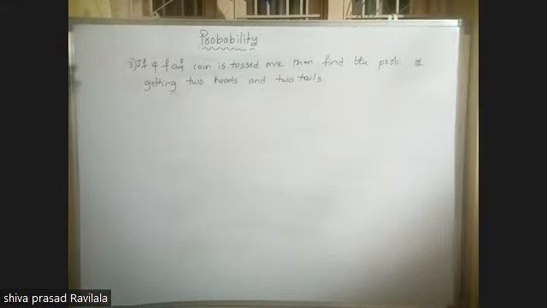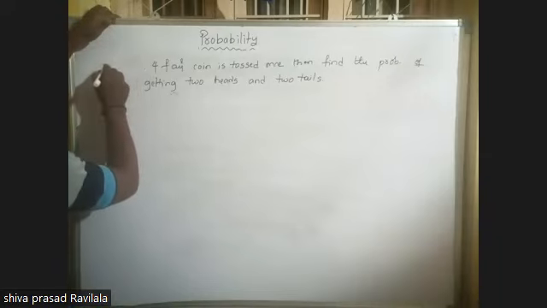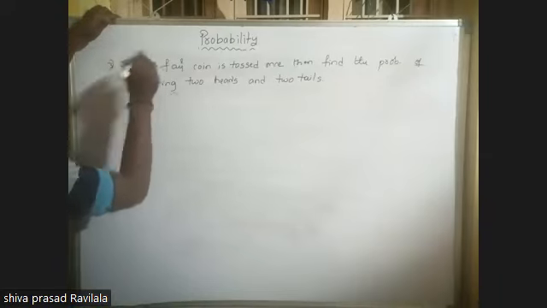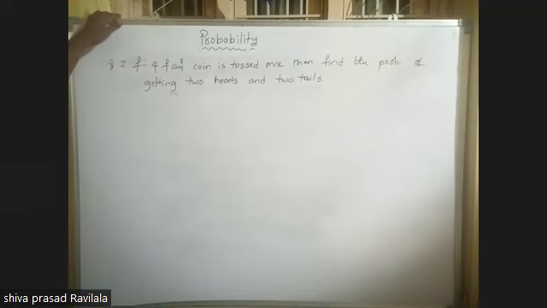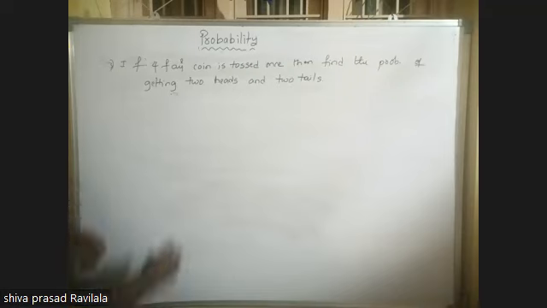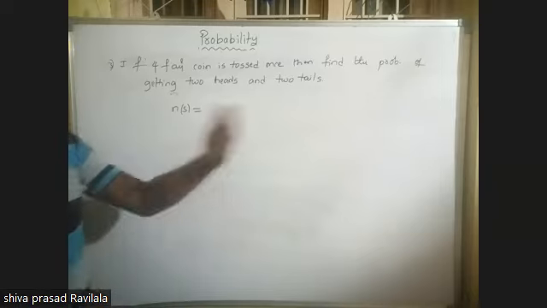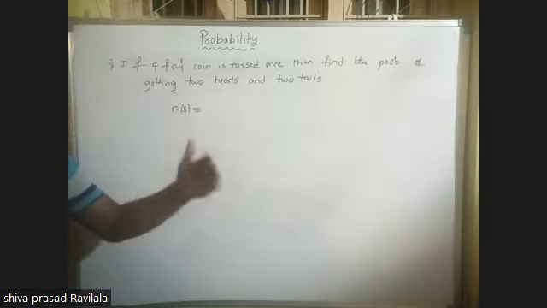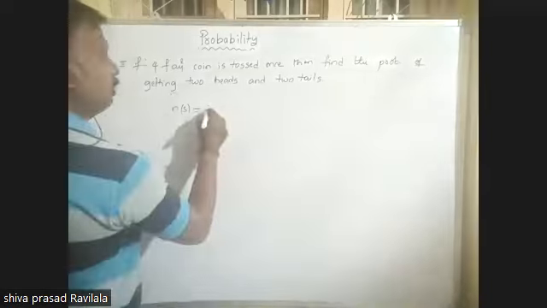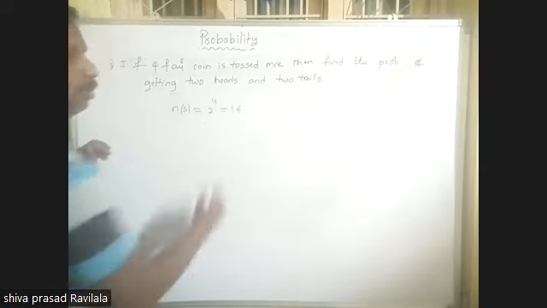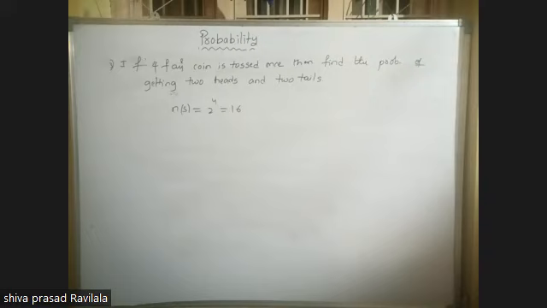What is N of S here? If 4 coins are tossed, then N of S is equal to what? When 1 coin is tossed, N of S is equal to 2 power 1. 2 coins, 2 squared. 3 coins, 2 cubed. 4 coins, N of S is equal to 2 power 4, that is equal to 16. And what is our question? Find the probability of getting 2 heads and 2 tails.